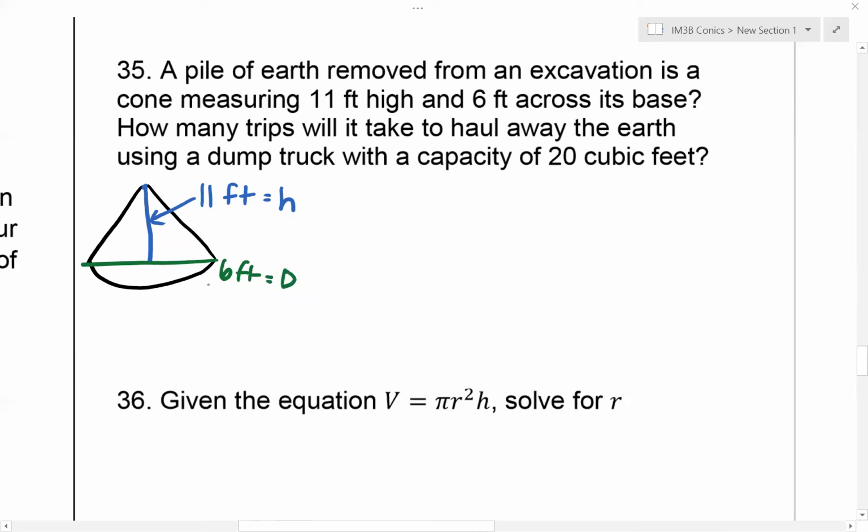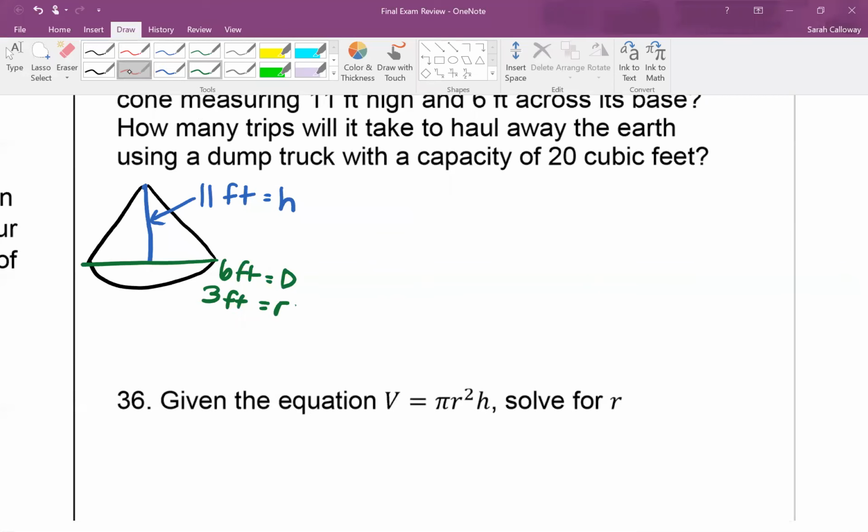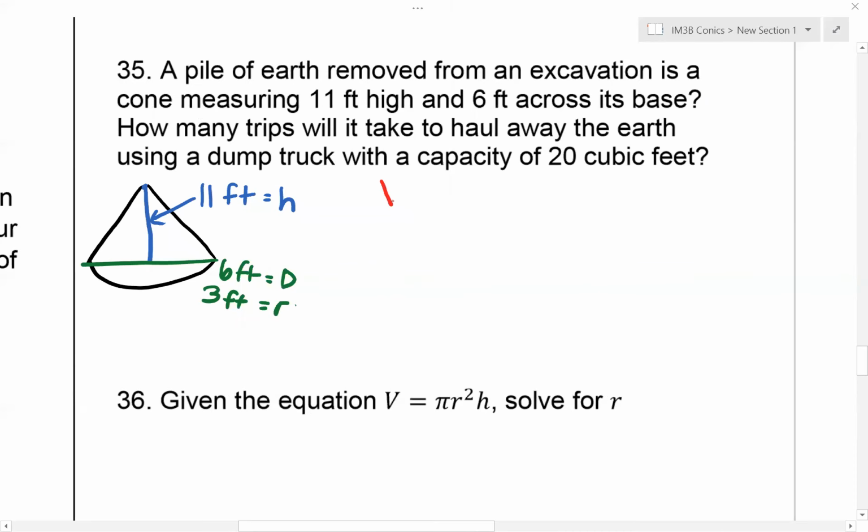And so we're really looking for, that means that the radius is 3 feet, because we know that radius is part of most of these formulas. So it's asking how many trips will it take to haul away the earth using a dump truck with a capacity of 20 cubic feet. And so what we have to do is find the volume of the cone divided by the capacity of the truck.